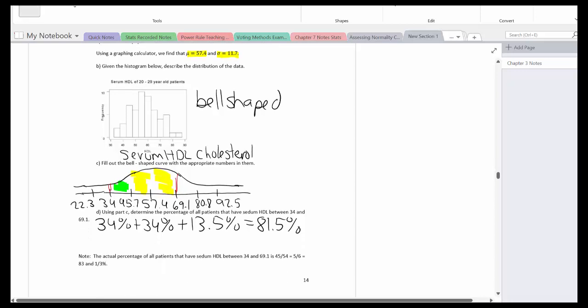Now note, the actual percentage of all patients that have serum HDL between 34 and 69.1 is 45 out of 54, which of course we can simplify to 5/6, which is 83 1/3%. So again, when we do the empirical rule, it's approximately a particular percentage. It's not the actual percentage. If you wanted the actual percentage, you would count the data values accordingly. But notice, the answers are pretty close to each other.